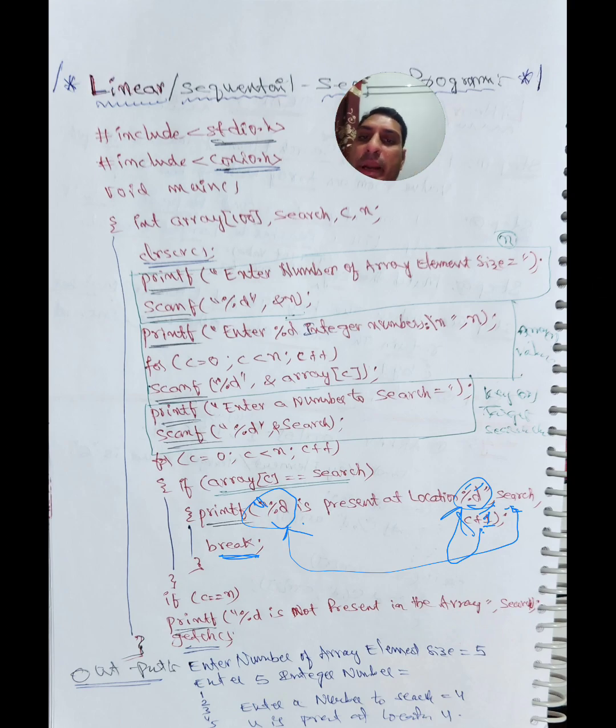If you don't find the element, this is one more scenario, one more condition. If C equal to n, then printf percentage d is not present in the array. It is not there, not found in the array. This is one more scenario. So last, getch. Now the output, I will show you.